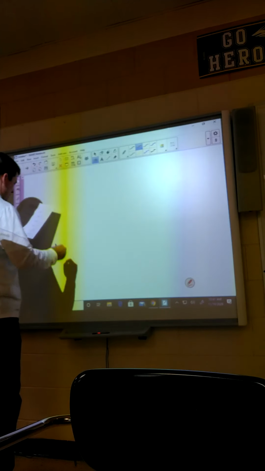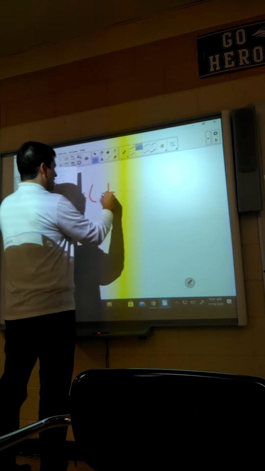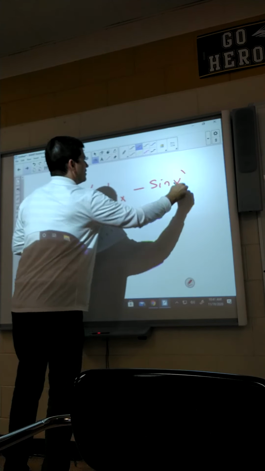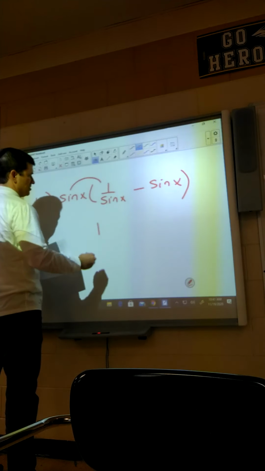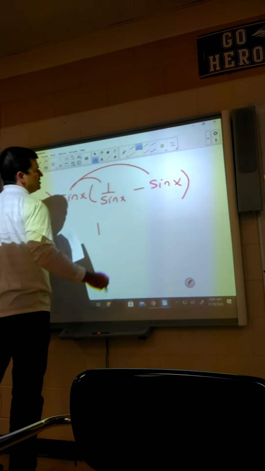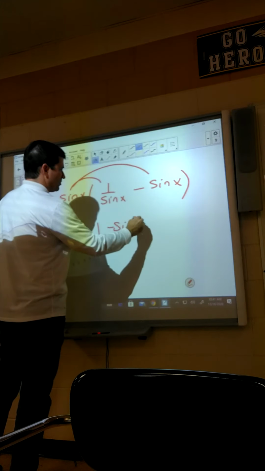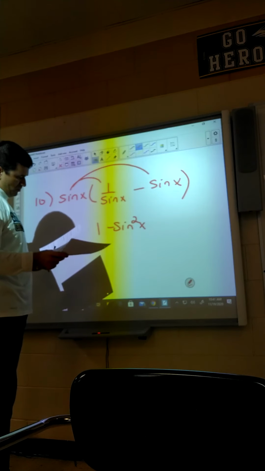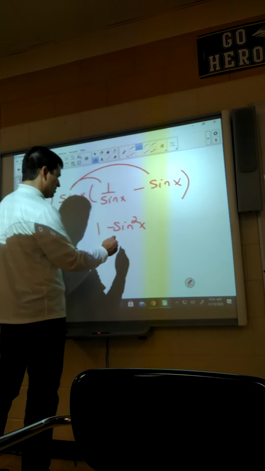Number 10. Cosecant's 1 over sine. That's sine over 1. I think we can distribute this. When you times these two, the sines cancel out, you get 1. When you times these two, sine times sine is sine squared. So that's what I got. Now that's probably a formula since it's got a 1 in it. 1 minus sine squared is cosine squared.